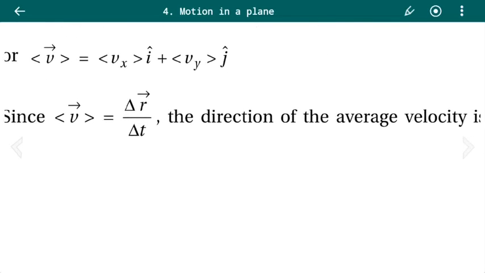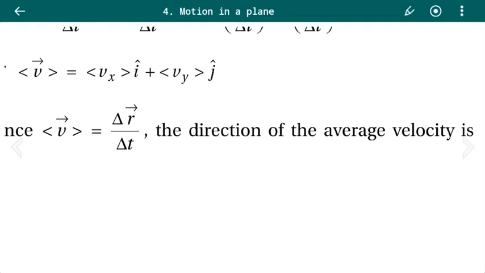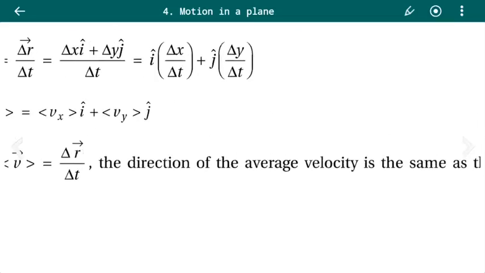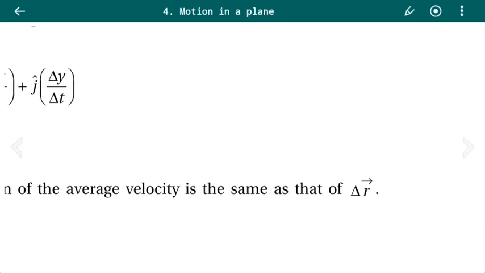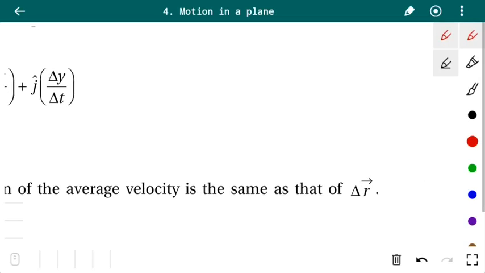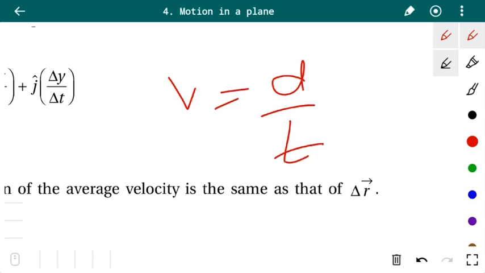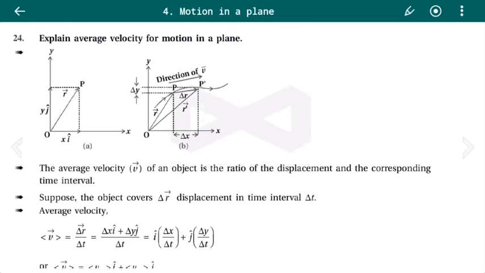Since the average velocity v vector equals delta r vector upon delta t, the direction of the average velocity is the same as that of delta r vector, because we have already seen in chapter 3 that velocity equals displacement upon time taken. So whatever the direction of the displacement, that will be the direction of the velocity. So students, you may note down this theory.